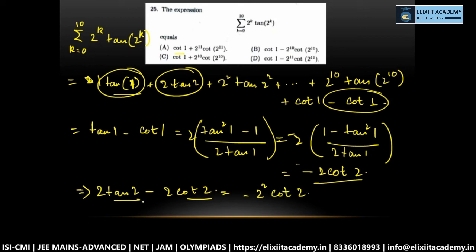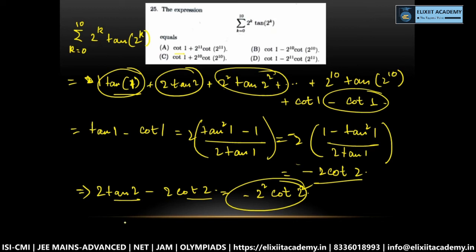Similarly, you will check for the next term as well. With this 2 square, tan 2 square, this will be cot 2 square. So this is minus 2 cube, so that's minus 2 cube cot 2 cube. The next will be minus 2 cube cot 2 cube, and so on.